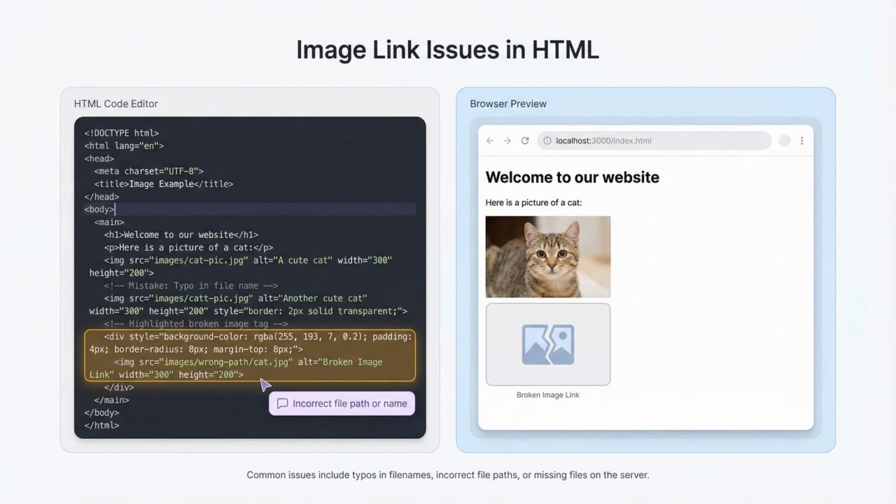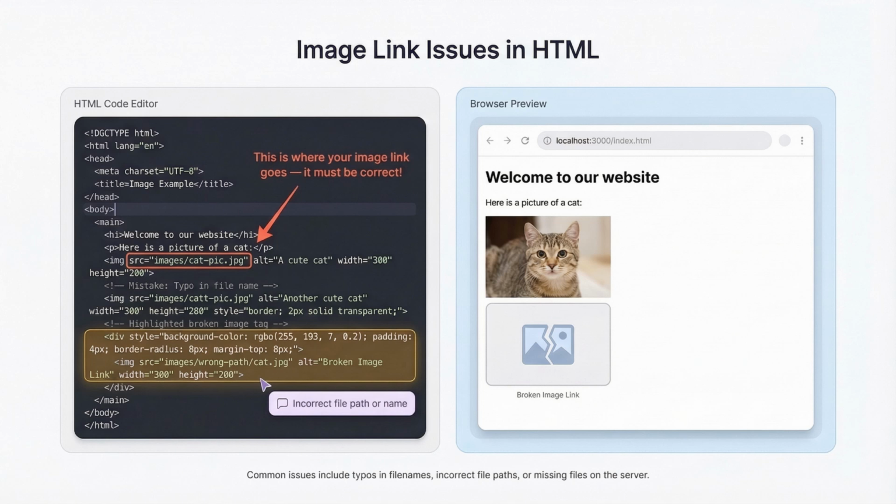Continuing from where we left off, let's now look at one of the most common problems beginners run into when working with HTML, image link issues. When your image doesn't show up in the browser, it almost always comes down to something wrong with the file path or the link you've provided in your image tag. The src attribute inside your image tag is where you put the link or file path to your image.